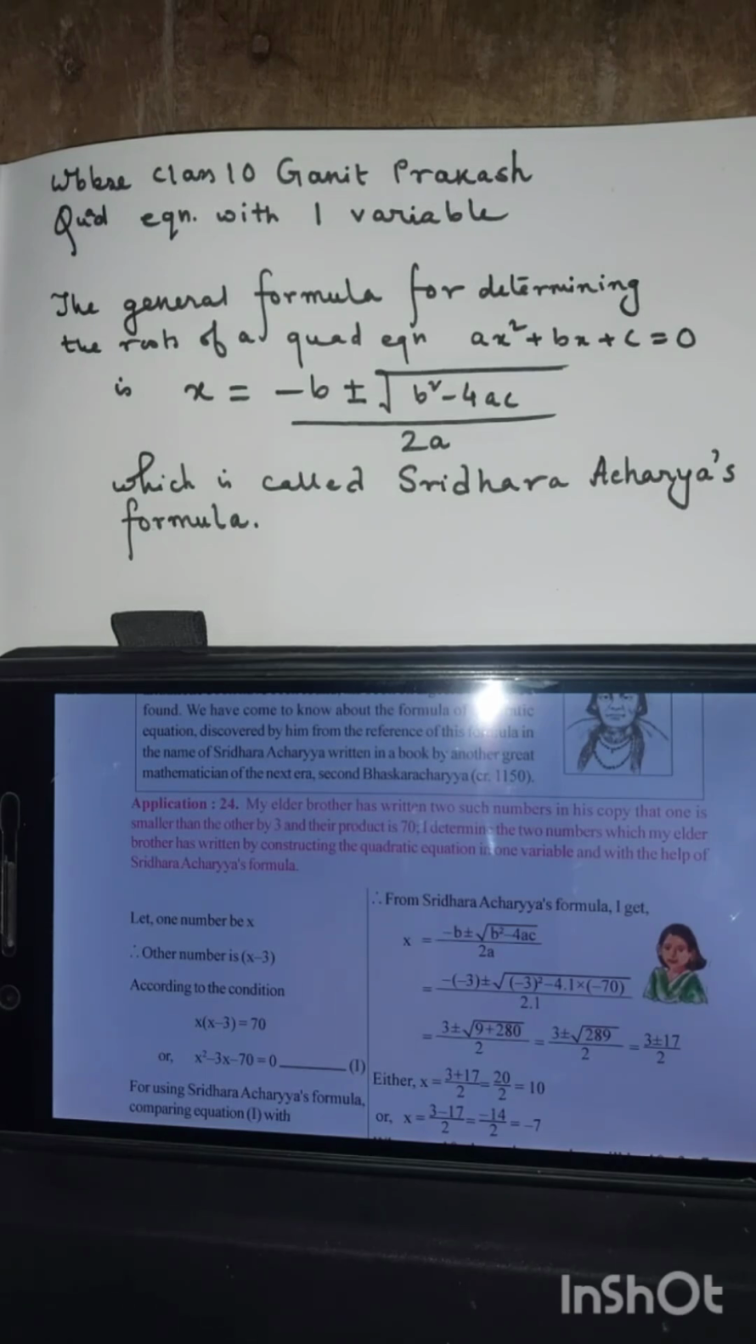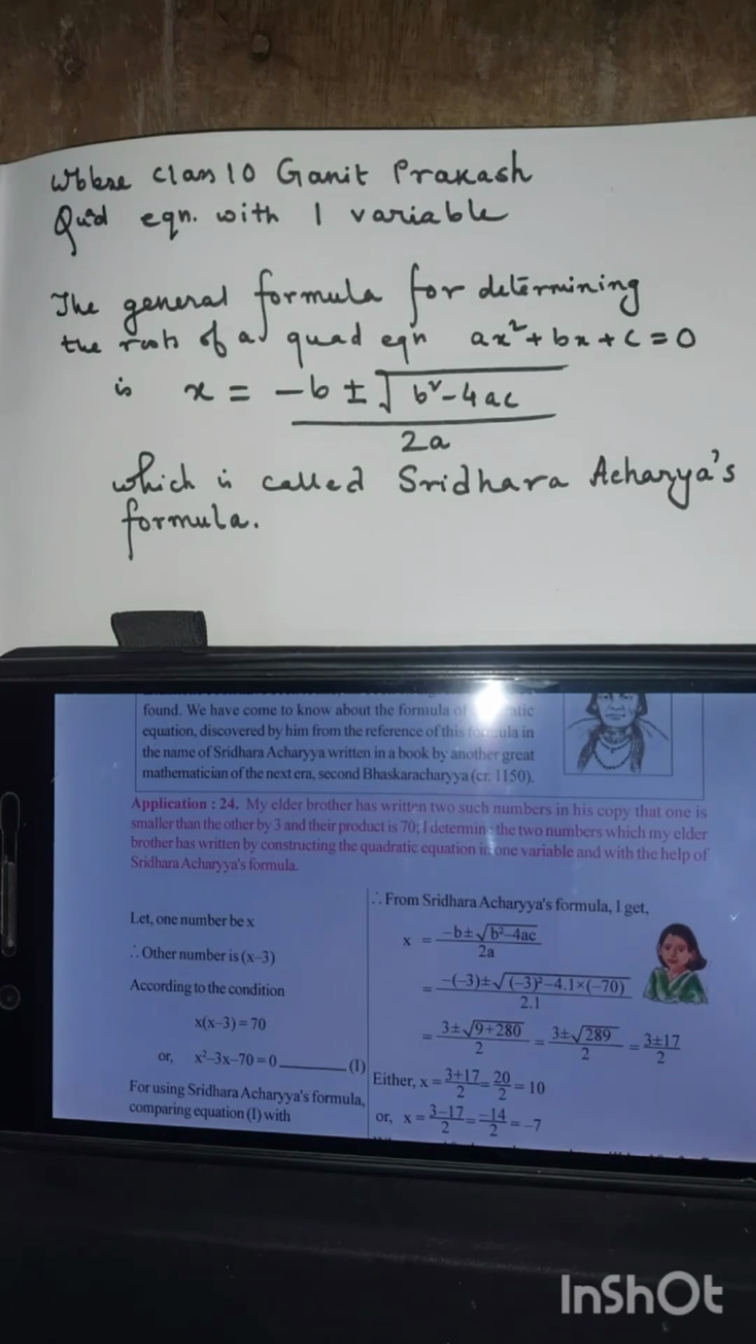My name is Wbbse. I was teaching you the chapter quadratic equations with one variable from the book Ganit Prakash of class 10, West Bengal Board of Secondary Education.